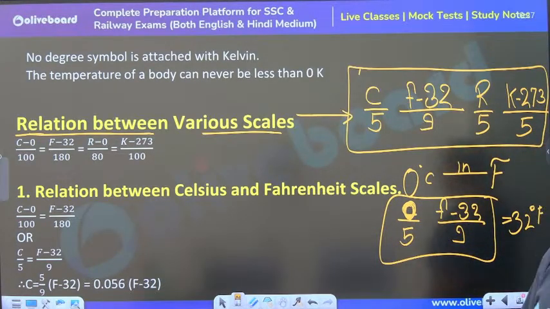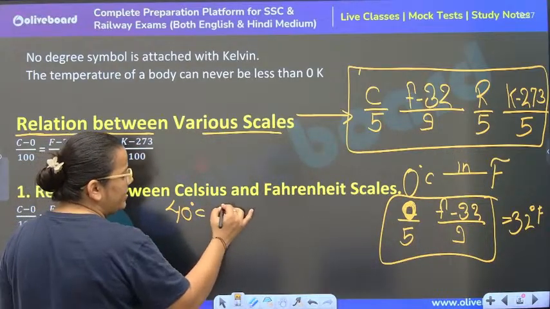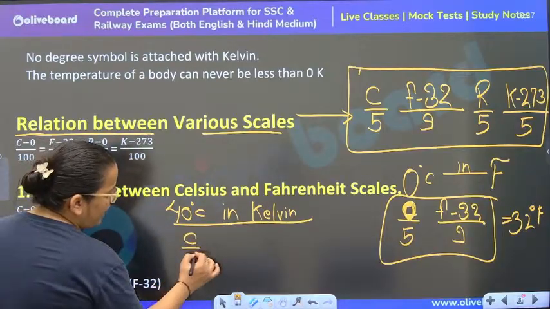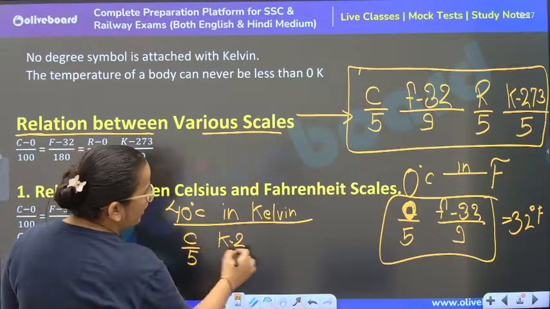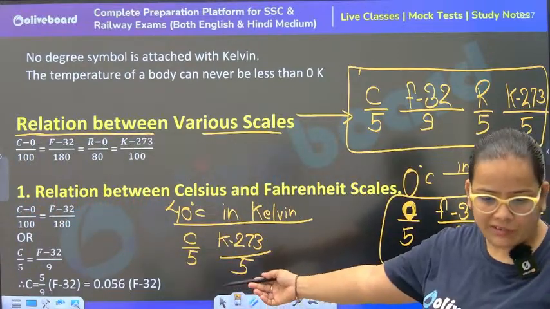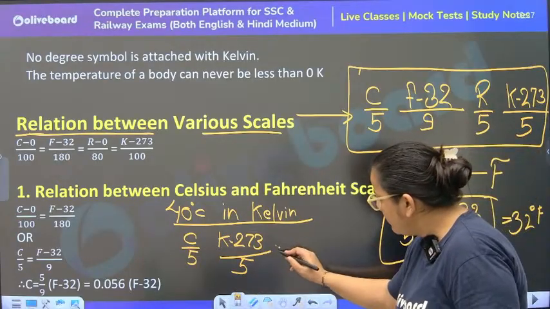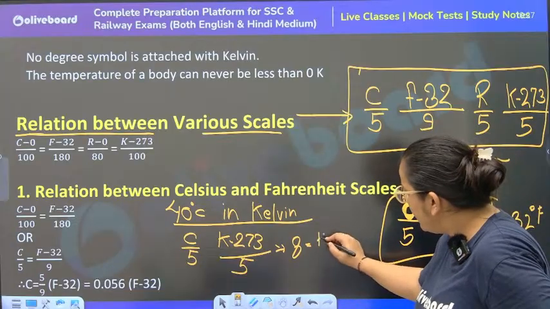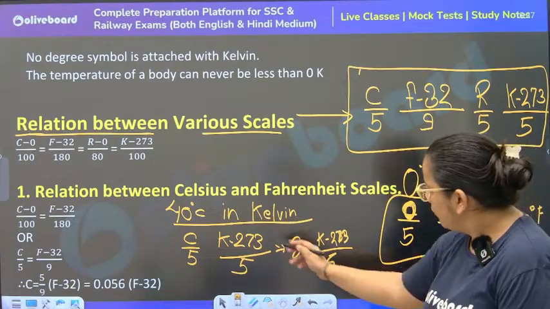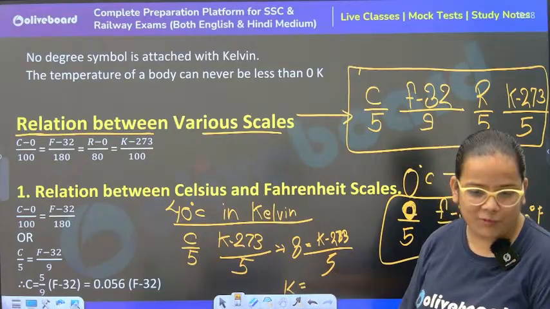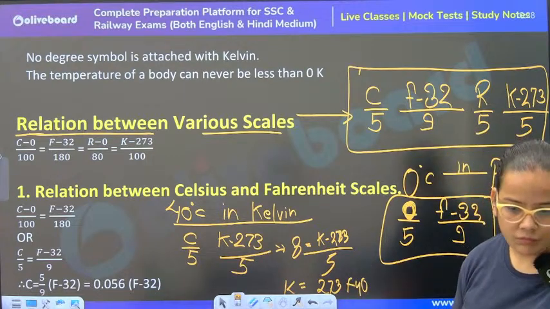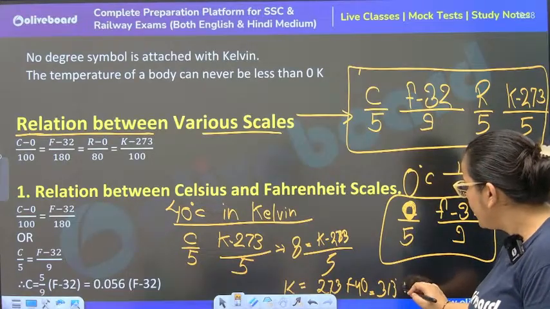You can also calculate with 40 degrees centigrade. Please answer: 40 degrees Celsius in Kelvin. C by 5 equals K minus 273 upon 5. So 40 by 5 is equal to K minus 273 upon 5. Solve this: around 8 equals K minus 273 upon 5. Keep K here, switching the steps. K is equal to 273 plus 40, which is 313. No degree, Kelvin.